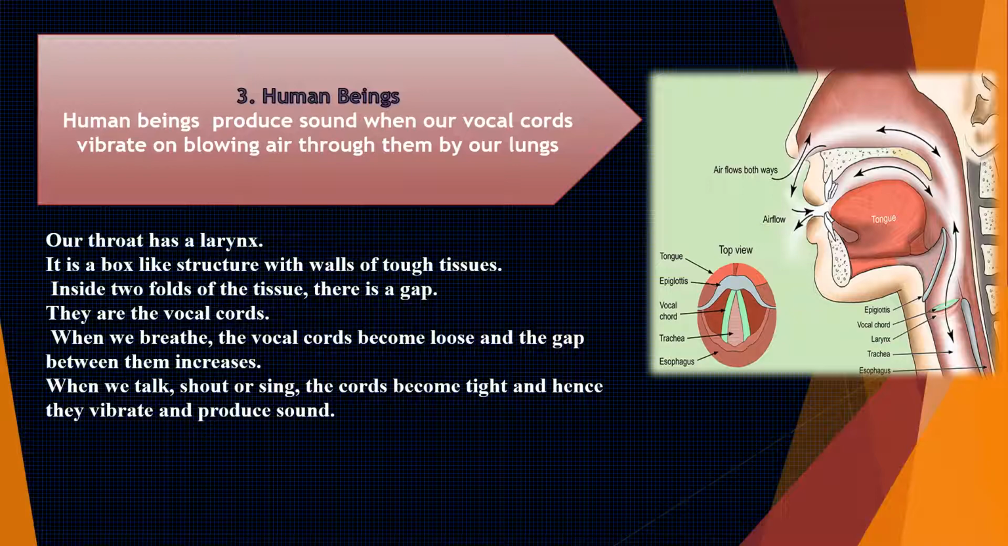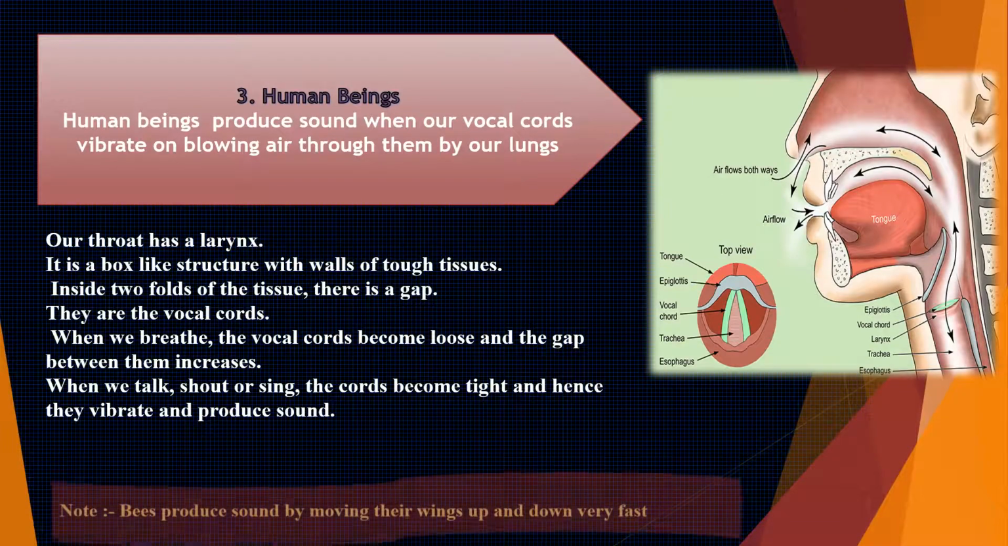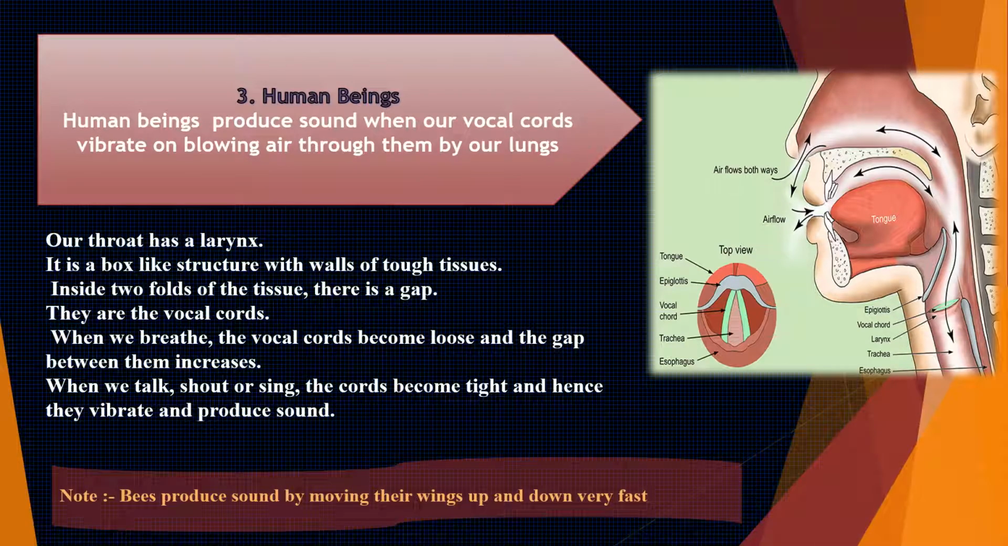Now there is a note here that some animals like birds, frogs, etc. also have vocal cords and they produce sound due to vibration of their vocal cords. But bees do not have voice boxes. So how do they produce sound? See, bees produce sound by moving their wings up and down very fast.